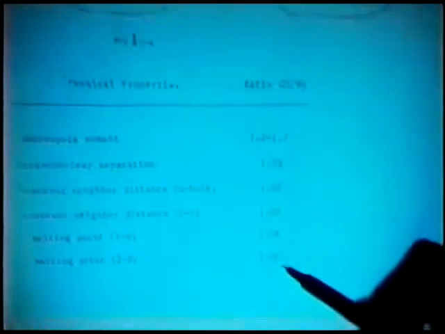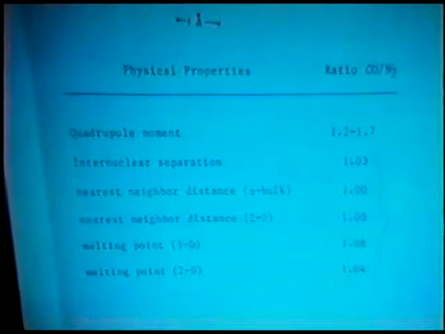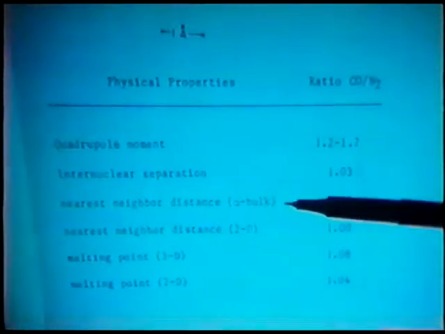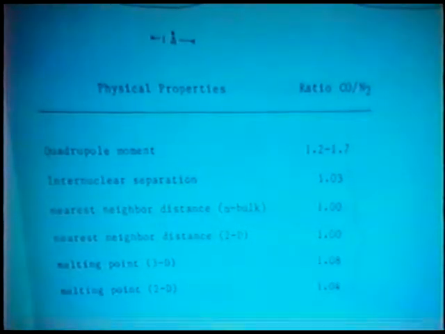If we look first at the electron energy contour diagram shown here, within this outer contour for both of these, 95% of the charge of the electron is contained. And these contours are very nearly the same for carbon monoxide and nitrogen. And this is probably what gives rise to the fact that many of the properties of these molecules are very nearly the same. That's indicated by the fact that the ratio of their properties is very nearly equal to 1. And this is true for both the bulk phases and for properties in two dimensions, or the adsorbed phase.